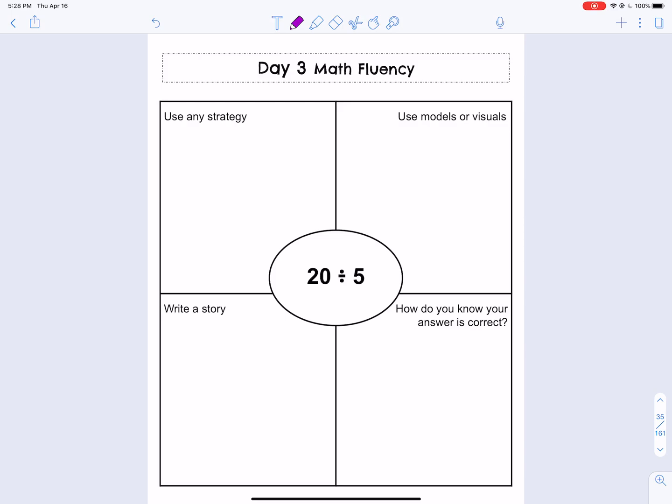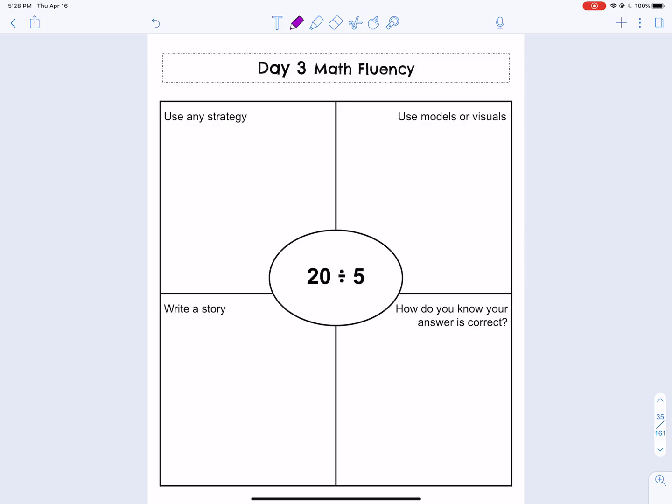So today I'm going to do 20 divided by 5. And since it's a division math fact, I'm already thinking about all of the division strategies that my teacher taught me back in the good old days of going to school during the school year. And I think what I'm going to try first is repeated subtraction.